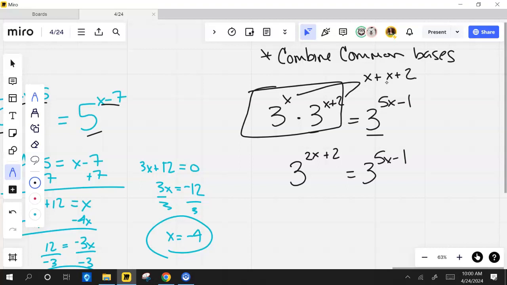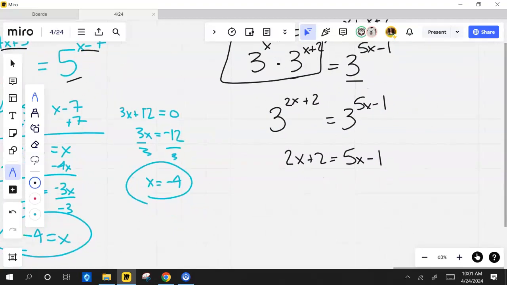Now we can set them equal. That's exactly right. So we might have to clean it up a little bit before we can set them equal to each other. So 2x plus 2 equals 5x minus 1. Now I can solve this for x. What do I do first?